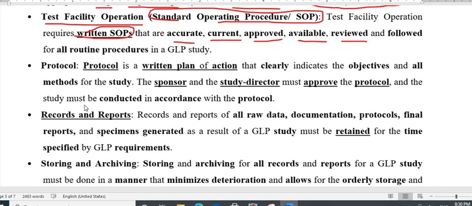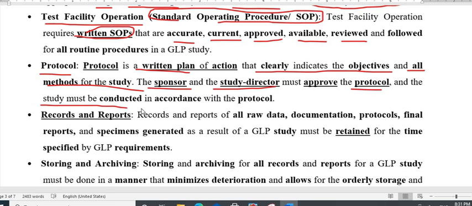Now we have to go through the protocol. The protocol should be in written form and clearly indicate the objective and all the methods of the study. It should also state the sponsor, the study director, and the protocol, and a study must be conducted in accordance with the SOP or the protocol that we have in written form.